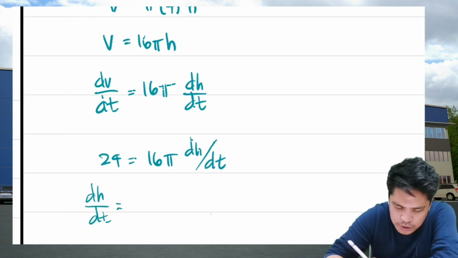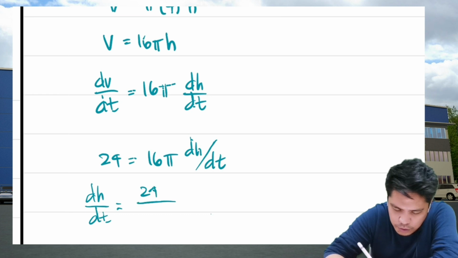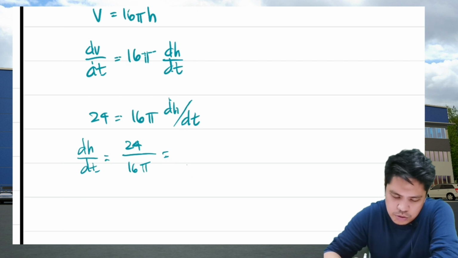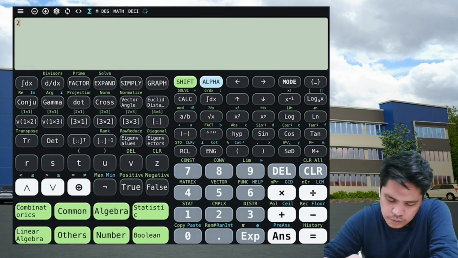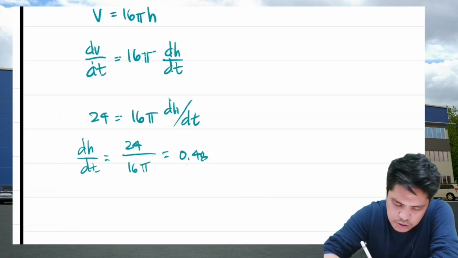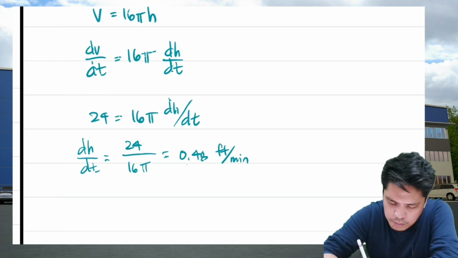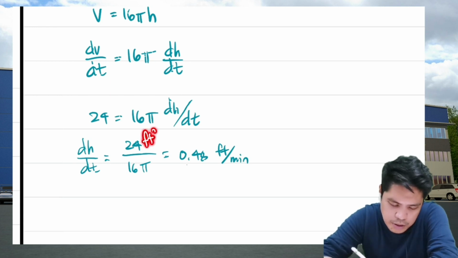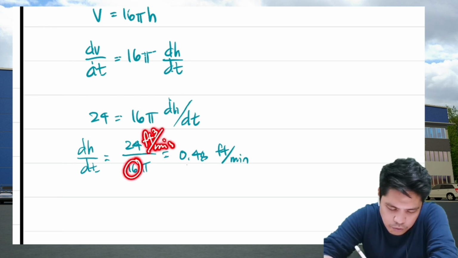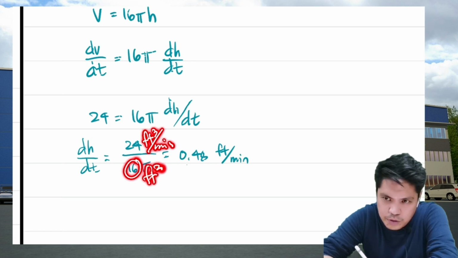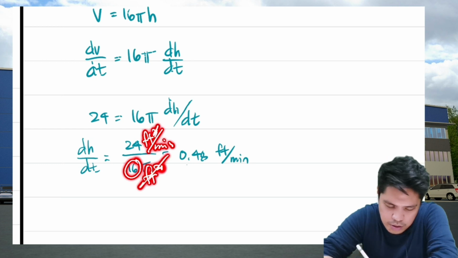Solving for dh over dt, that would be 24 over 16 pi, which is equal to, then gamit na tayo ng calculator. So that would be 24 divided by 16 pi, so 0.48 feet per minute. It's feet per minute kasi ito, cubic feet per minute over ito, this is feet squared because that's radius in feet then in square. So yung maiiwan is feet per minute.